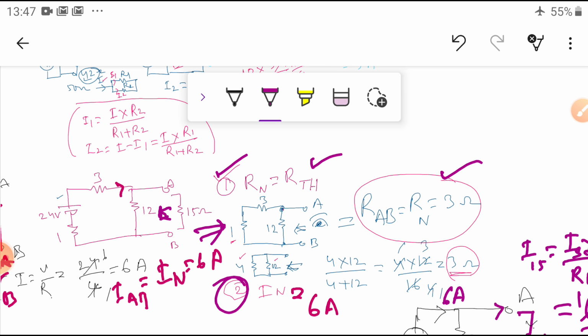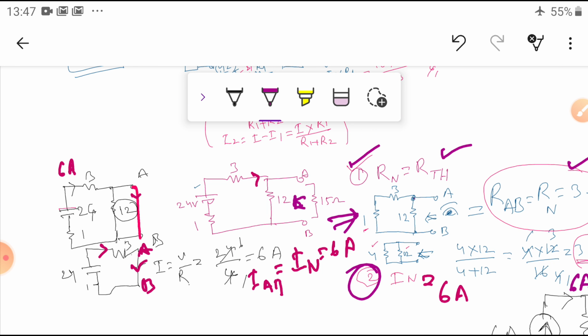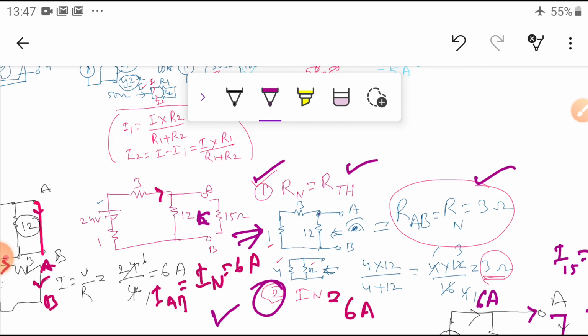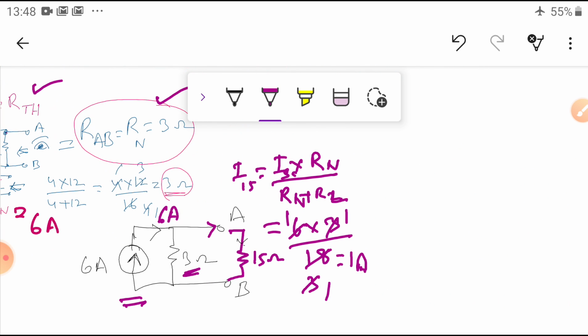Now in the second step, short the AB terminals and find the current through the AB terminal, that we have got as 6 amperes. Now based on the current source and this R, we build another equivalent circuit, that is 6 amperes in parallel with 3 ohms, and the AB terminals are ready to take any load. Now if the given load is 15 ohms connected to the AB terminals, then we find that the current in the 15 ohms is 1 ampere.